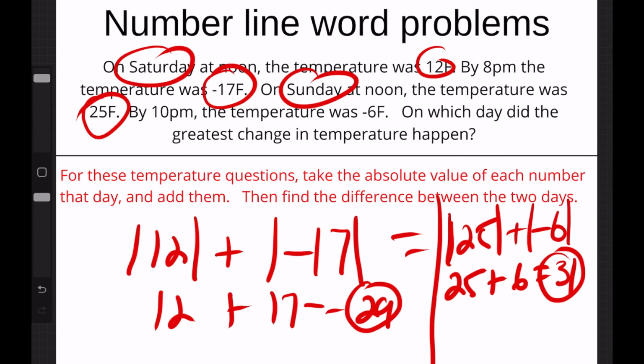So on Saturday, the difference in temperature was 29 degrees. On Sunday, the difference in temperature was 31 degrees. On which day did the greatest temperature change happen? Well, on Saturday, we had 29 degrees of difference. On Sunday, we had 31 degrees of difference. The answer is Sunday by 2 degrees. How'd you do on that one? All right, that one wasn't too bad.